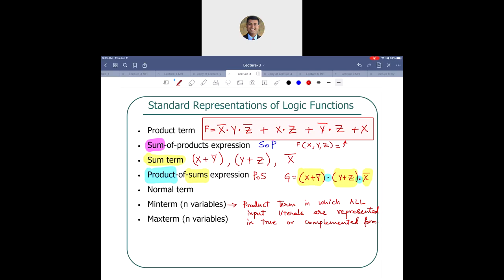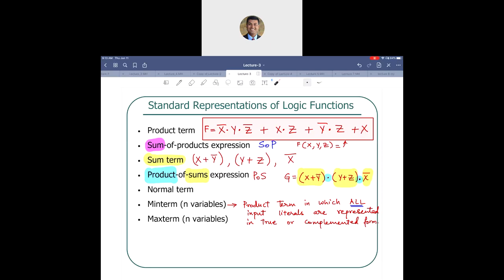One is absolutely correct. So here the keyword is "all": all input literals have to be represented. And it's a product term. There are several product terms, right? There is x complement and y and z complement. The next product term is x and z. The third product term is x complement and z. The fourth product term is simply x.